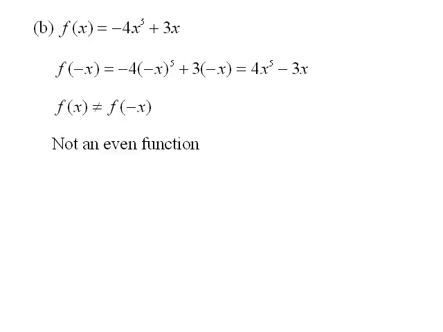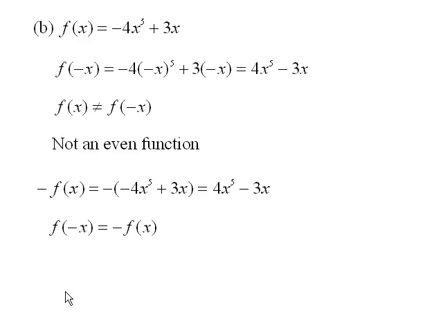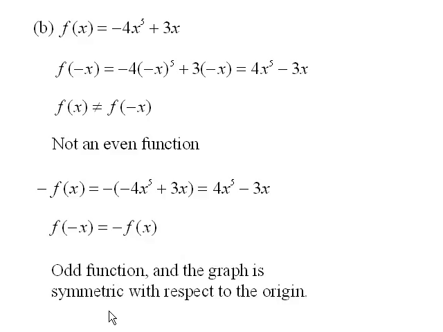F of x and f of minus x aren't the same, and therefore it's not an even function. On the other hand, if you look at what minus f of x is, minus f of x is minus that quantity that we had, and if we change the sign back in each term, we're back where we started. So minus f of x and f of x are the same, and that's the condition for an odd function. The graph is symmetric with respect to the origin.